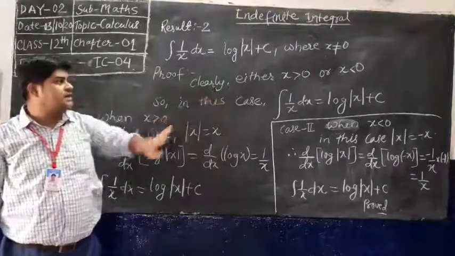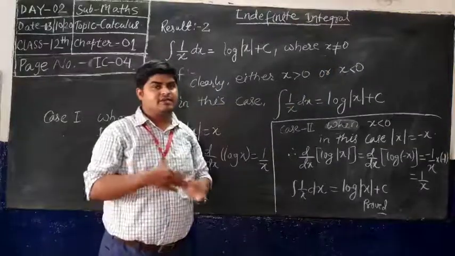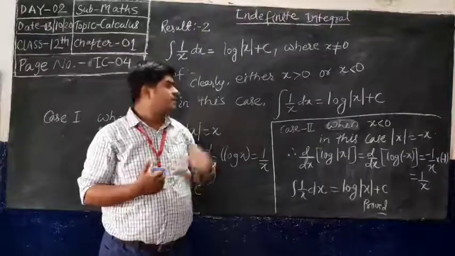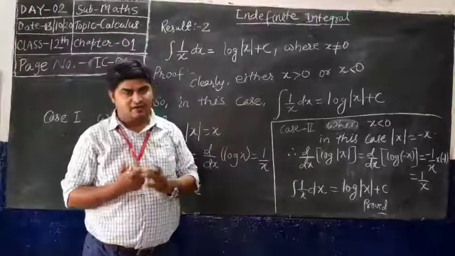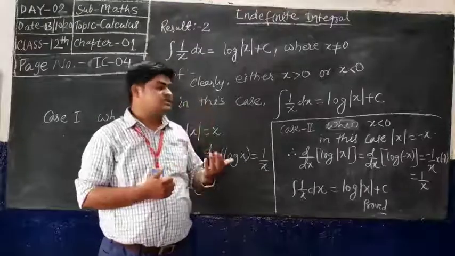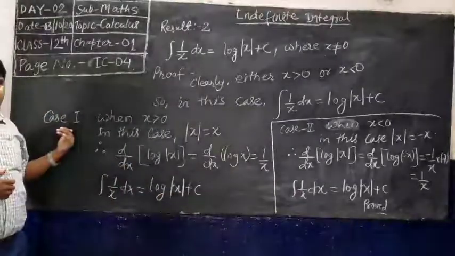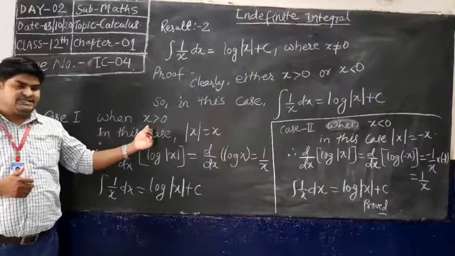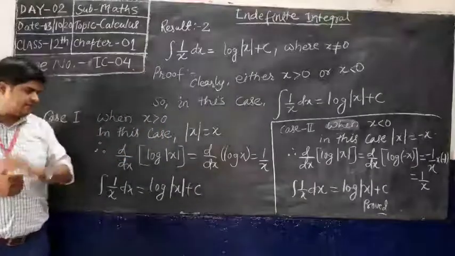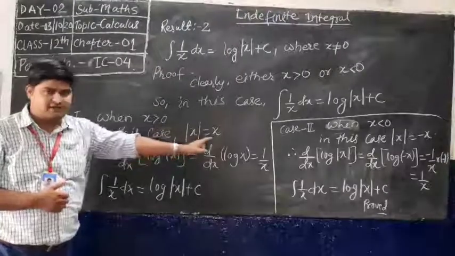You know that clearly x is not equal to 0, that means the value of x may be greater than 0 or less than 0. Greater than 0 means the value of x is positive. Less than 0 means the value of x is negative. So let us see case number 1. When x is greater than 0, that means the value of x is positive. In this case, the value of mod x is equal to x.